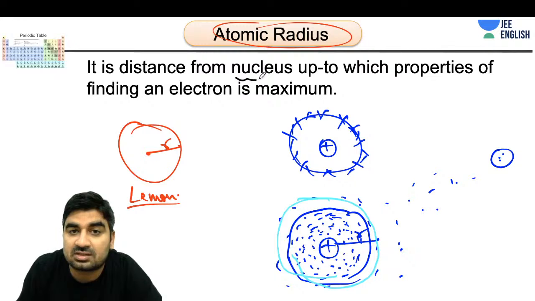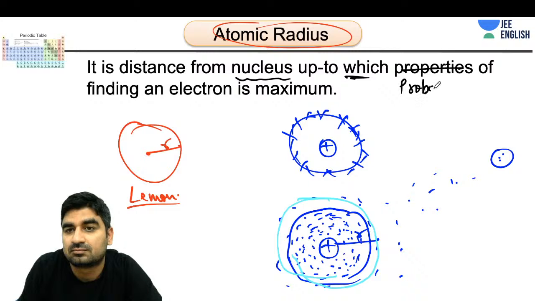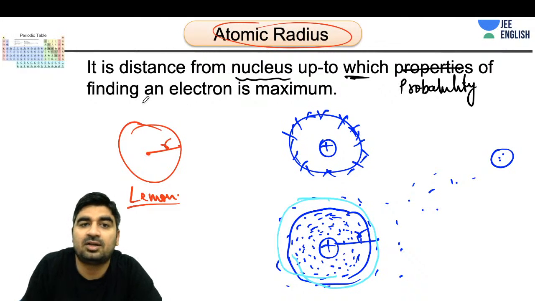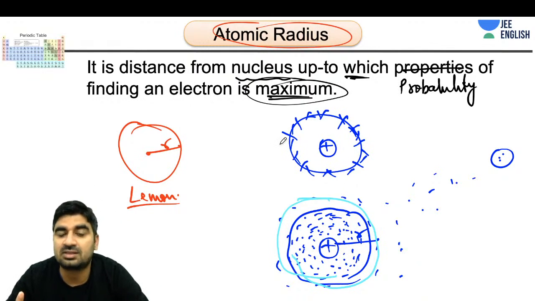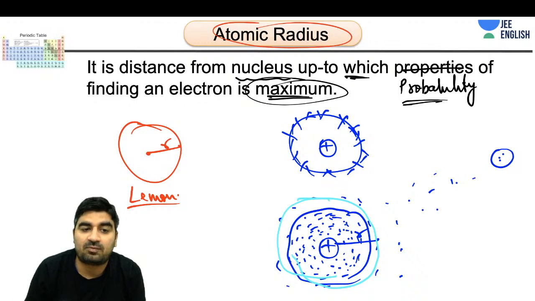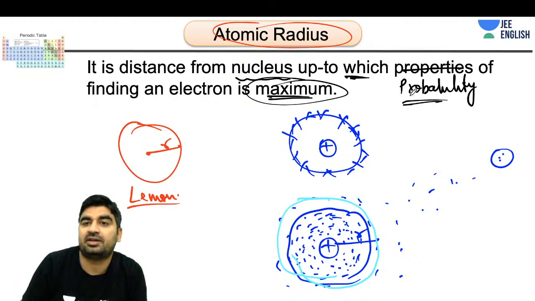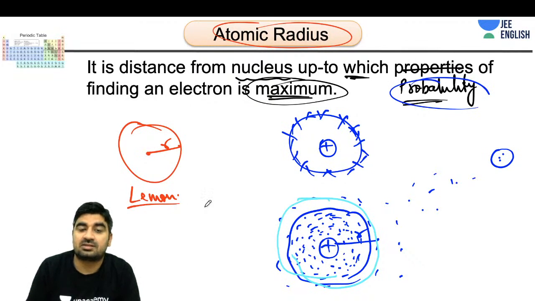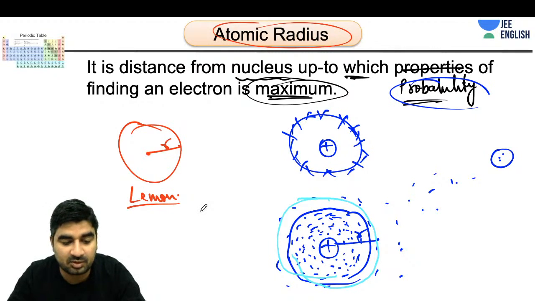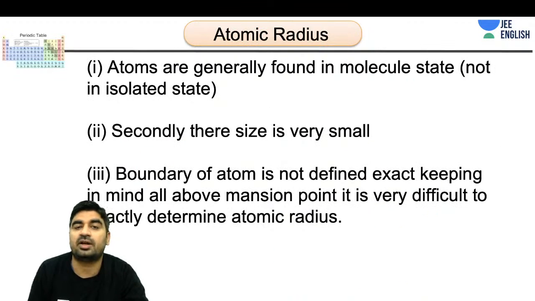It is the distance from the nucleus up to which the probability of finding an electron is maximum. Note it down, guys, that's very important. So what do you mean by atomic radius? It is the distance from the nucleus up to which the probability of finding an electron is maximum. Now you know the atomic radius.